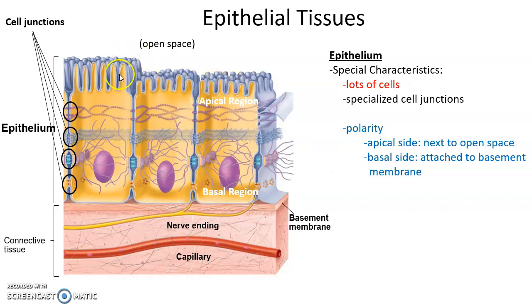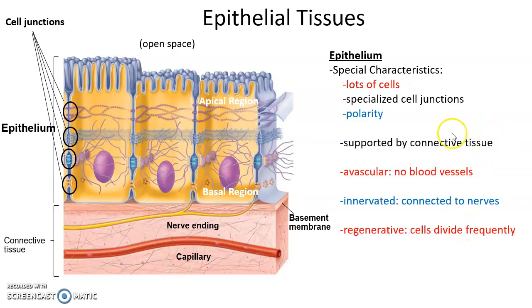The apical surface that faces the open space or lumen, that is distinct from the basal surface. The basal surface connecting to the underlying connective tissue through a structure called the basement membrane. So the basal side, the basal region, connects to the basement membrane that then connects to the underlying connective tissue. The apical surface is open to the open space that the epithelium is lining.